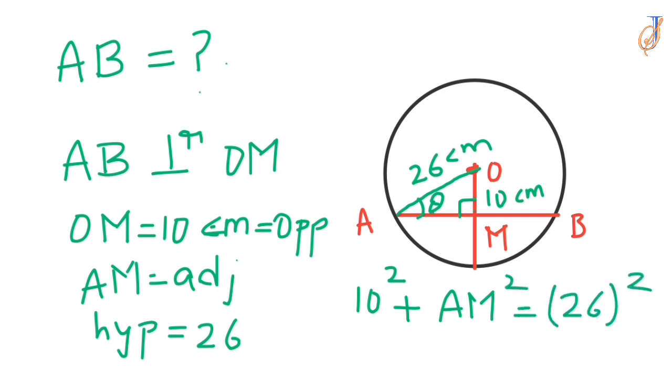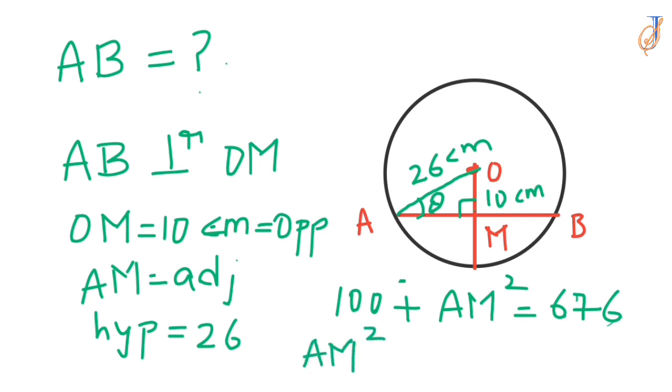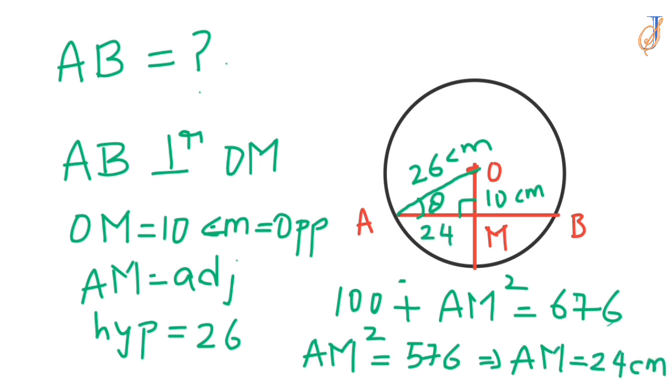26 squared is 676, and 10 squared is 100. AM squared is 676 minus 100, which gives 576. If we take the square root on both sides, then AM is 24 units. This is 24 units. And our goal is to find the chord length, that is AB.